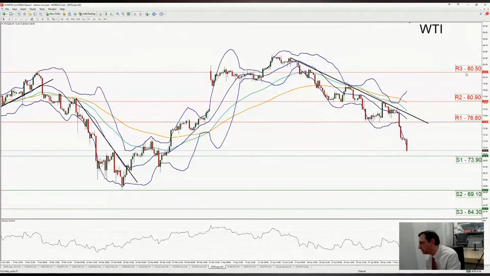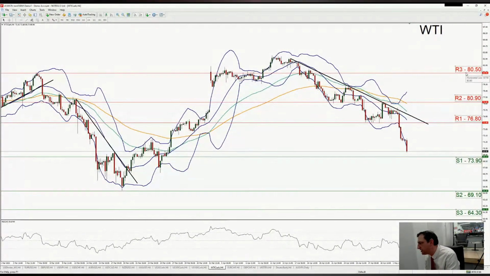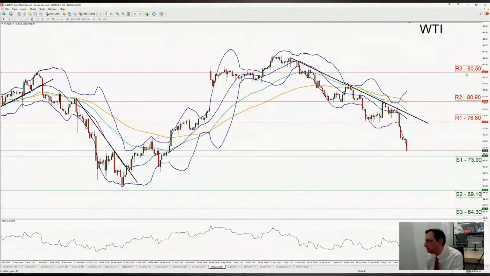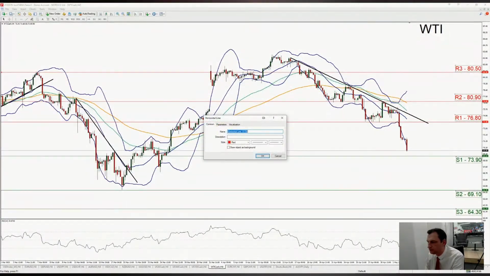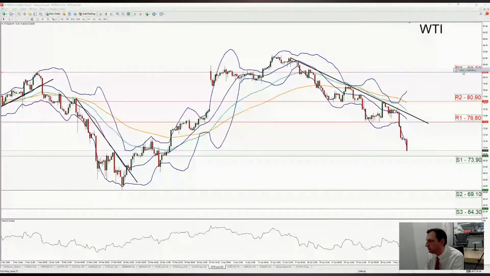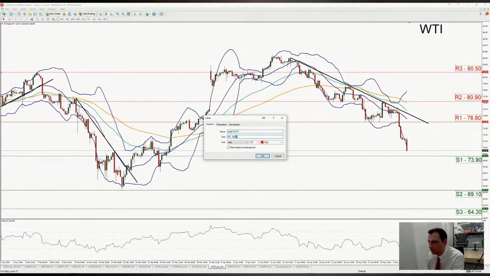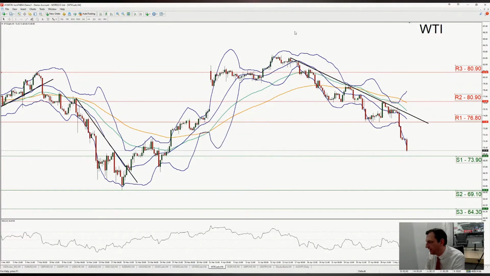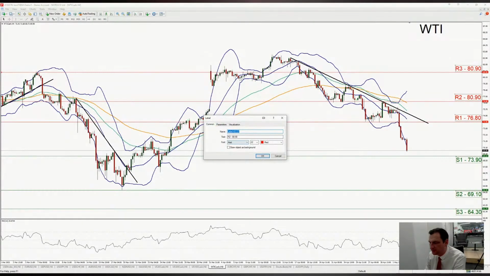$80.50 being, so that should be 90. Give me a sec. 80.9. Okay. 80.90 being the R3. The R2 being set at 76.80.